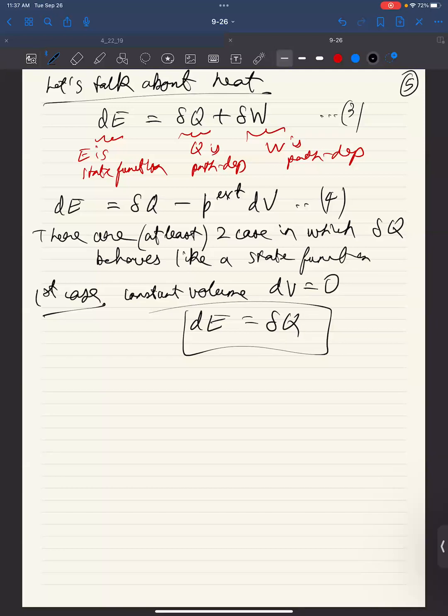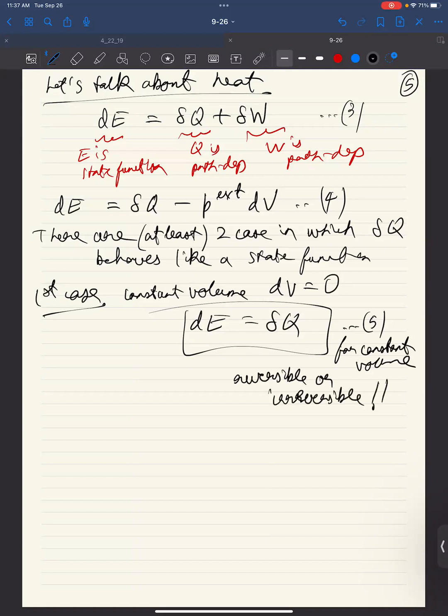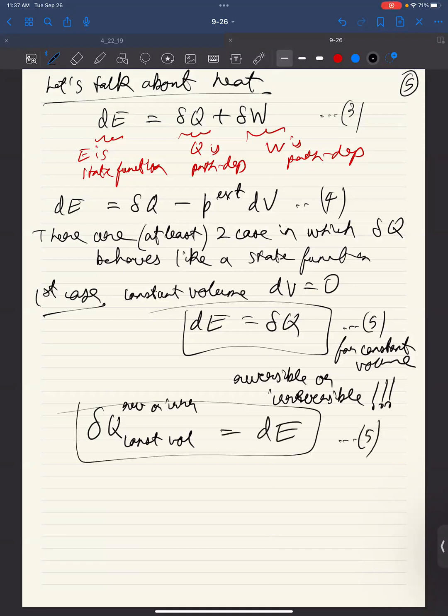So it's a simple result. We derived it in one line, but it's kind of fascinating, right? That you can do something like this. Equation 5 for constant volume, reversible or irreversible. And I will put 3 exclamation marks there because that's really amazing. In other words, delta Q at constant volume, reversible or irreversible, is equal to dE. Just basically equation 5. Okay.